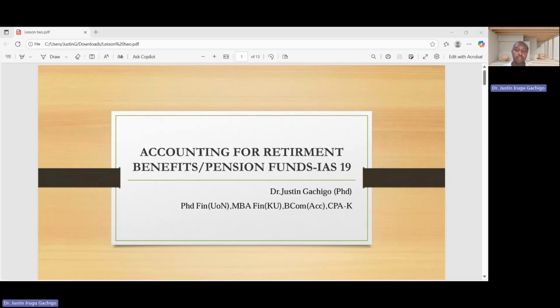Now, this is the format of the statement of net assets available for benefit. It has two sides: the assets and the liabilities. For the assets, we have the investments. The fund, let's say Zamara, has invested in government securities.